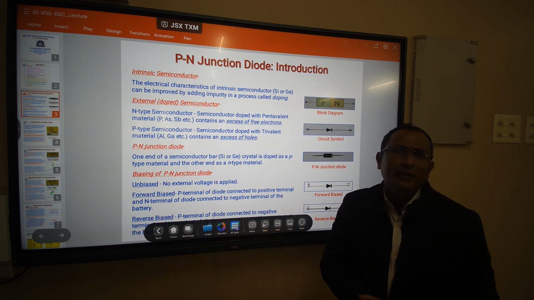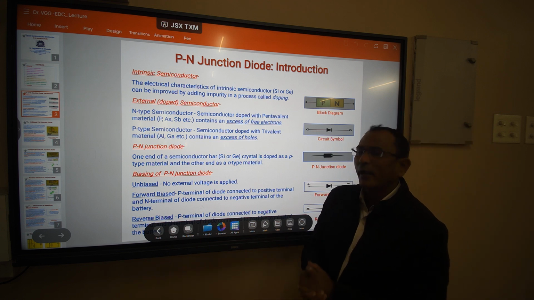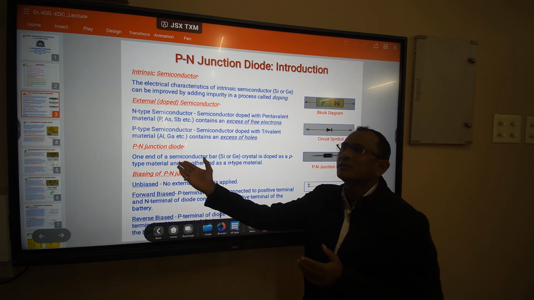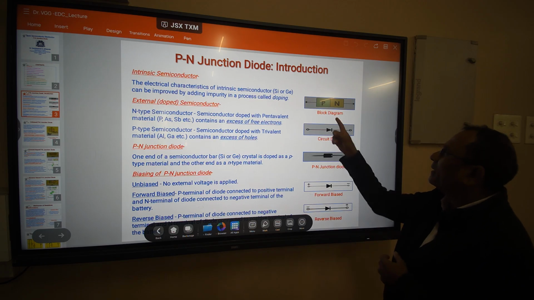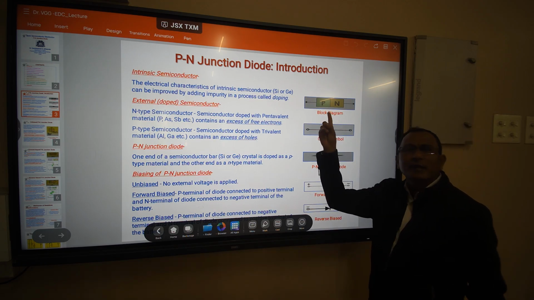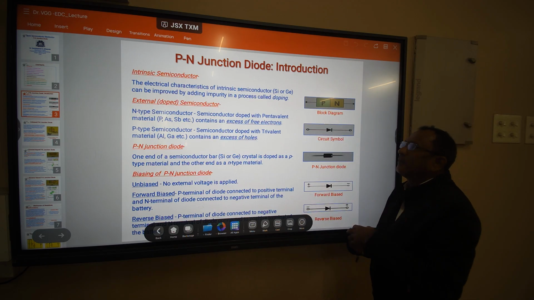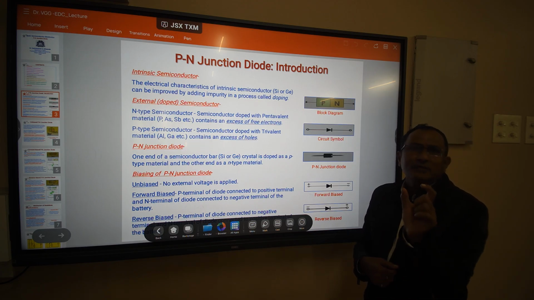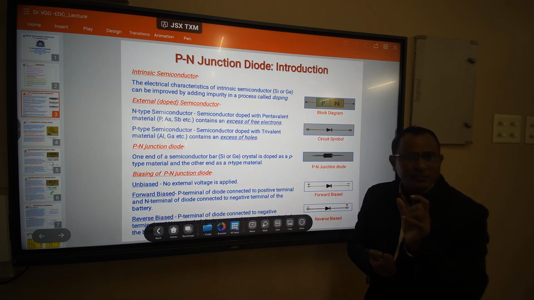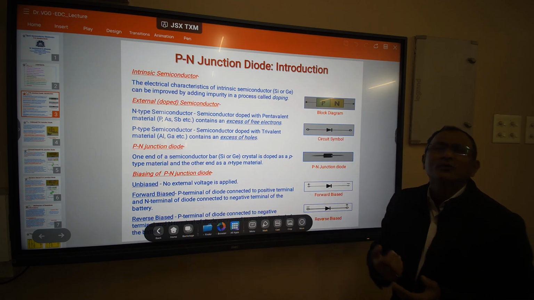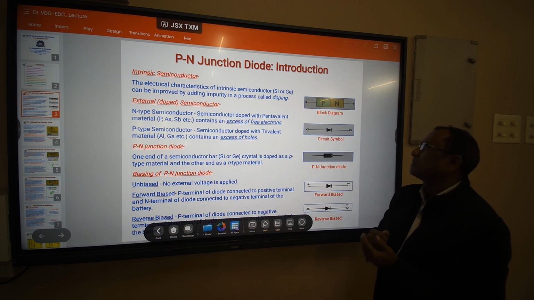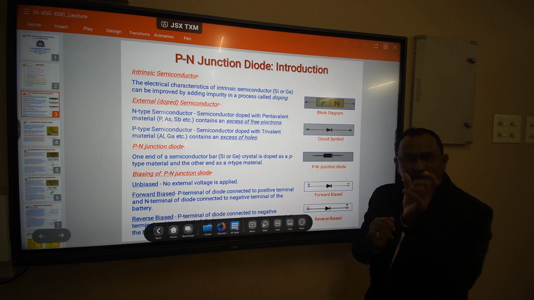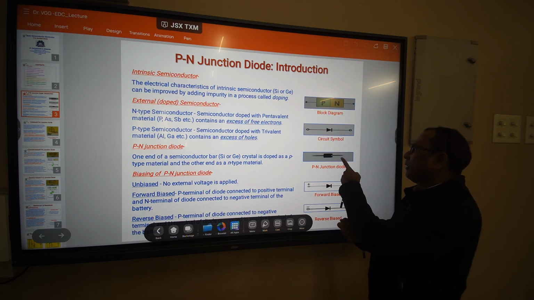I already told you how an intrinsic semiconductor is there, and how we form an extrinsic semiconductor after doping. Now we are going to form a PN junction diode. Whenever a p-type semiconductor is joined with an n-type semiconductor, it is going to be a beautiful device which can be used as a switch in the case of rectifiers. It can also be used in many other applications. This is the symbol of the PN junction diode, and when you purchase a PN junction diode, it will look like this.